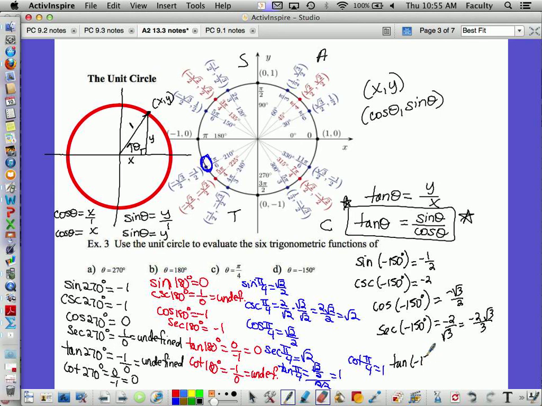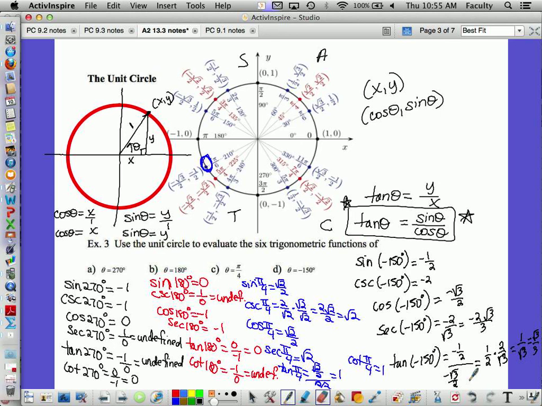Alright, now tangent's going to be tricky here. That's sine over cosine. So I have negative 1/2 over negative radical 3 over 2. Well, the negatives cancel. Complex fractions. Yes, and that's why we need complex fractions. So I'm going to multiply by the reciprocal, and I get 1 over radical 3. So that's radical 3 over 3.